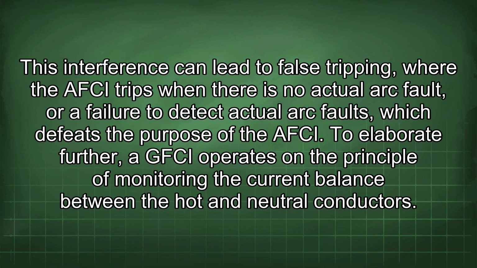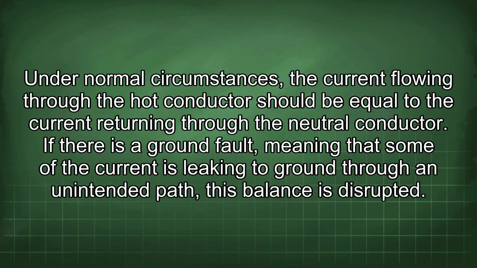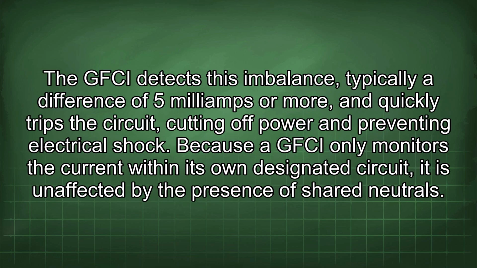To elaborate further, a GFCI operates on the principle of monitoring the current balance between the hot and neutral conductors. Under normal circumstances, the current flowing through the hot conductor should be equal to the current returning through the neutral conductor. If there is a ground fault, meaning that some of the current is leaking to ground through an unintended path, this balance is disrupted. The GFCI detects this imbalance, typically a difference of 5 mA or more, and quickly trips the circuit, cutting off power and preventing electrical shock.